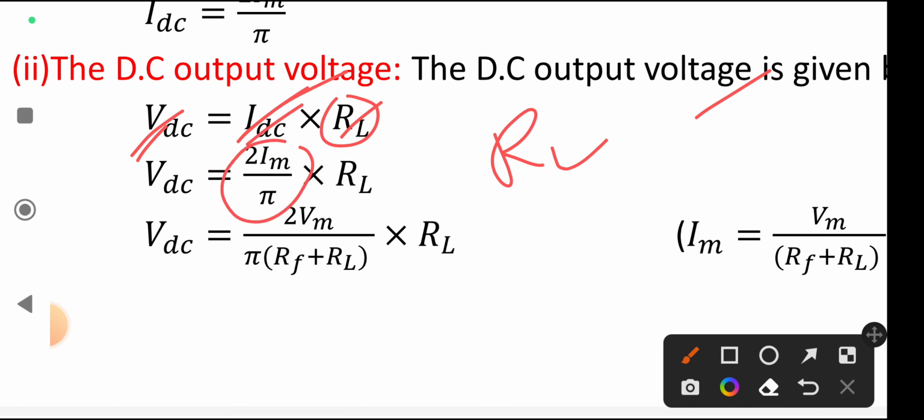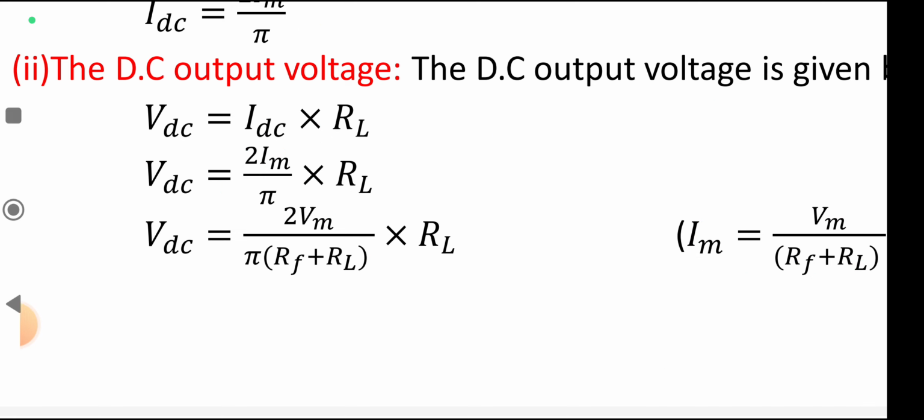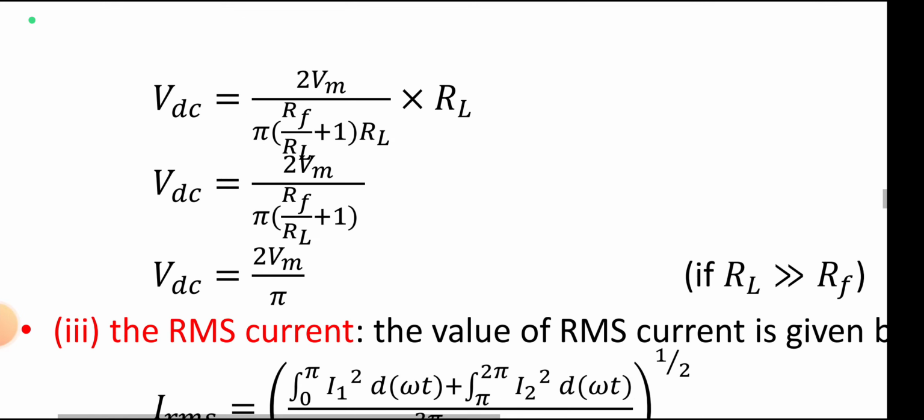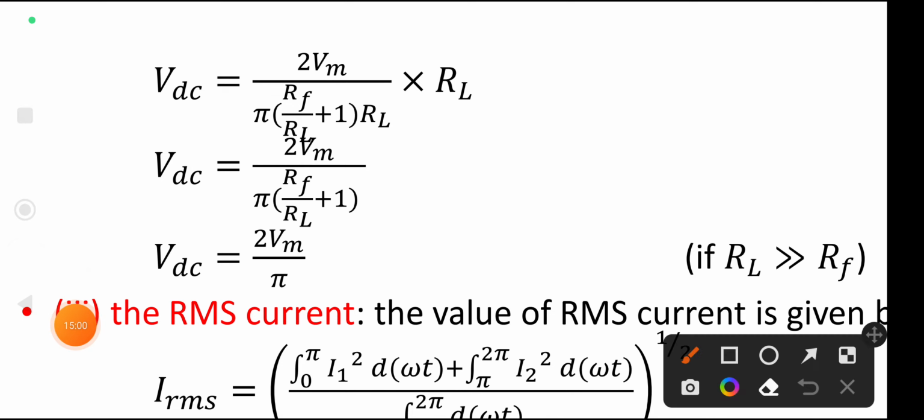The IDC value I just told you, again we must keep in mind, 2 Im by pi. And what is the Im value? Substitute it in this equation. The Im value is Vm by Rf plus RL. Now take RL outside as common. If you take the common RL, it cancels, and then you get this.